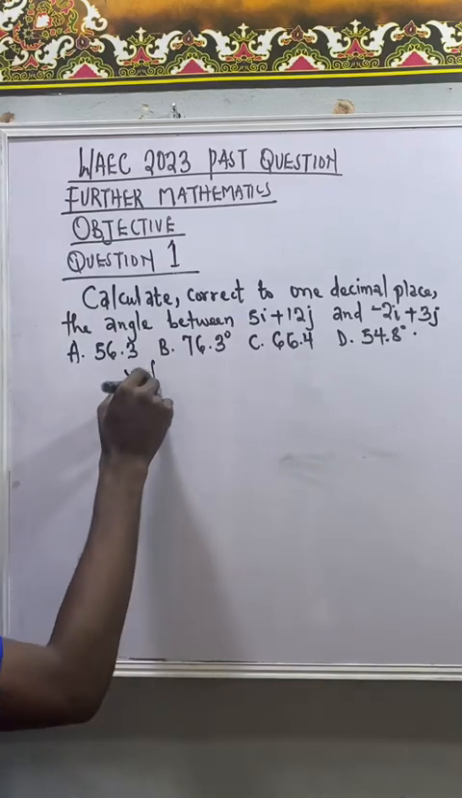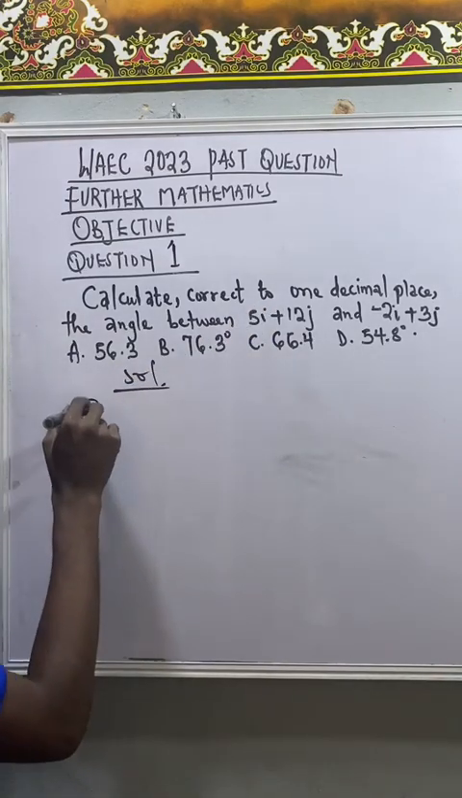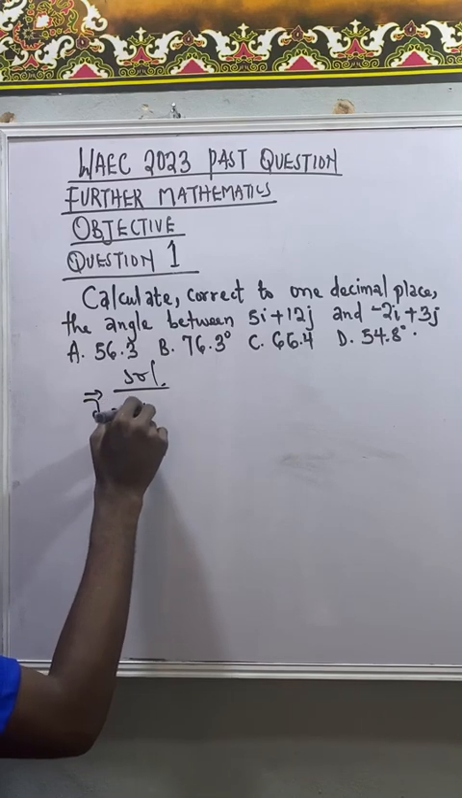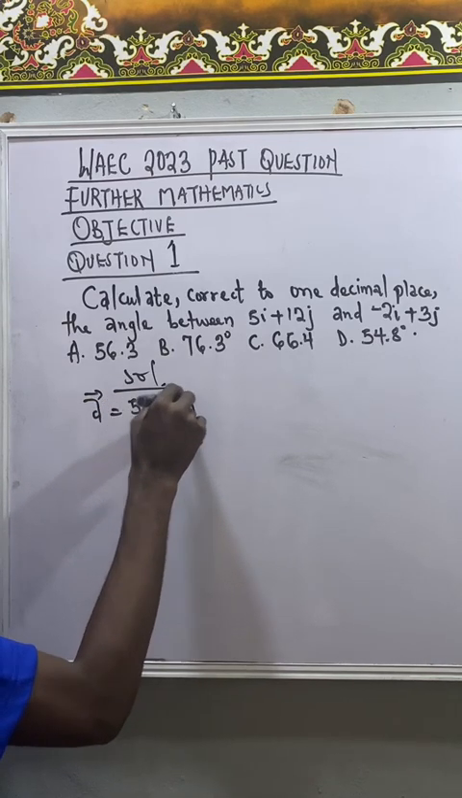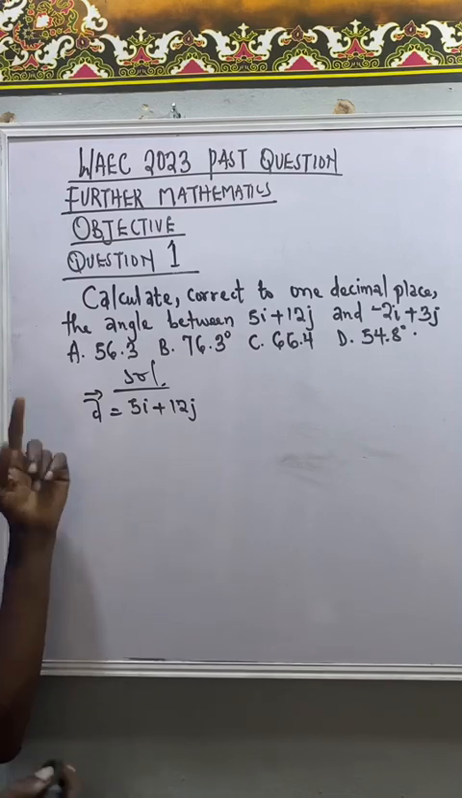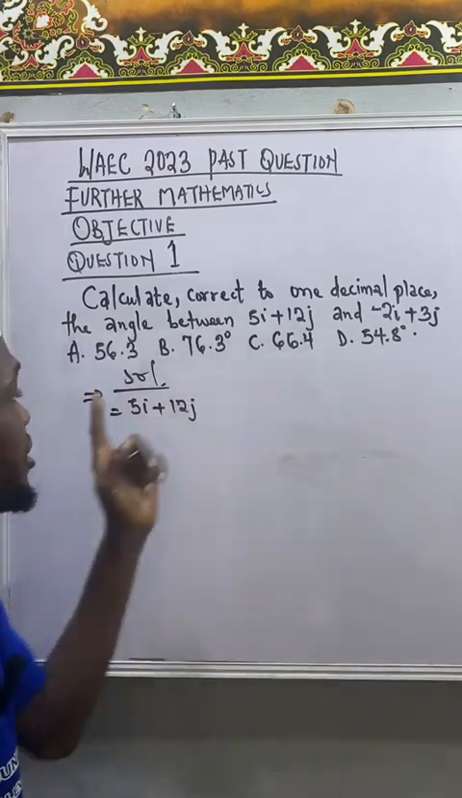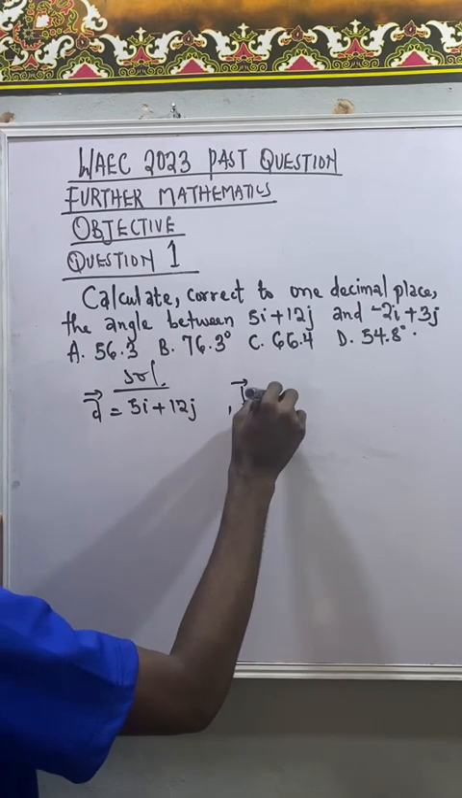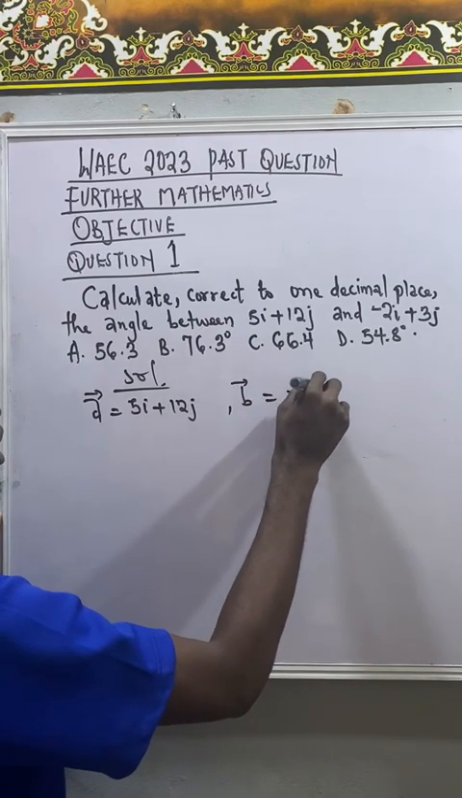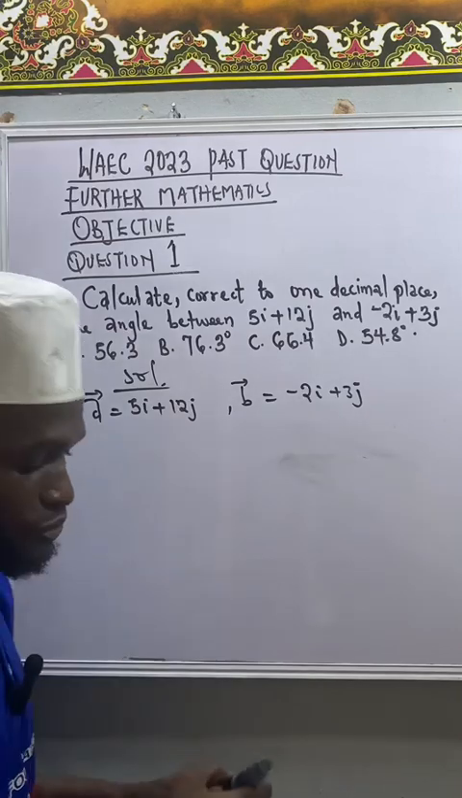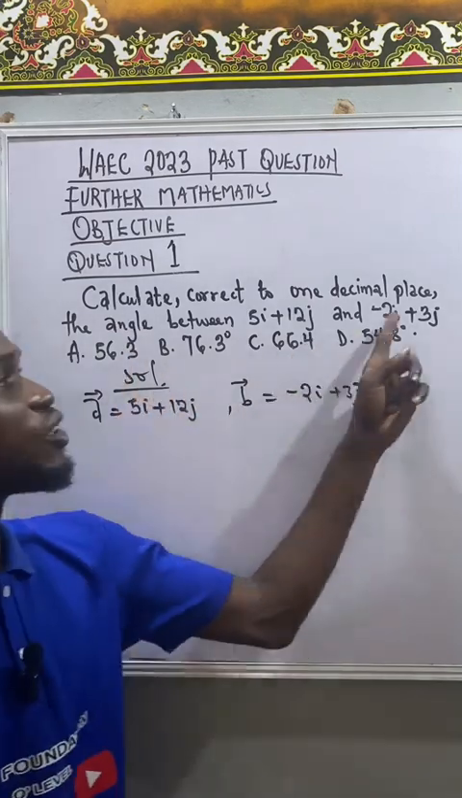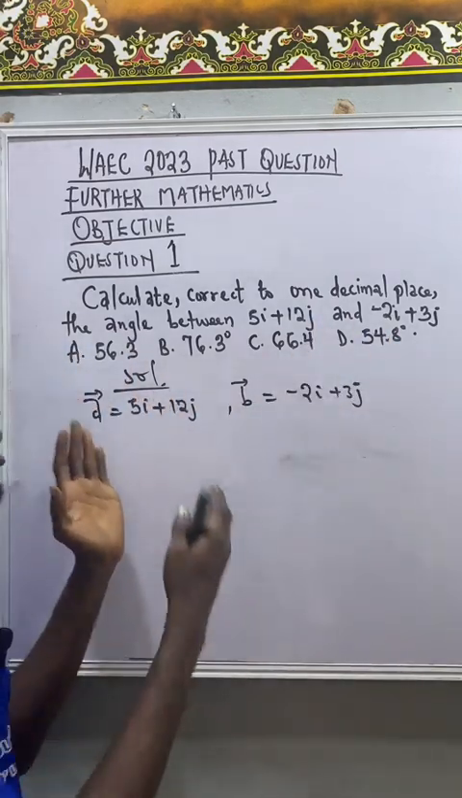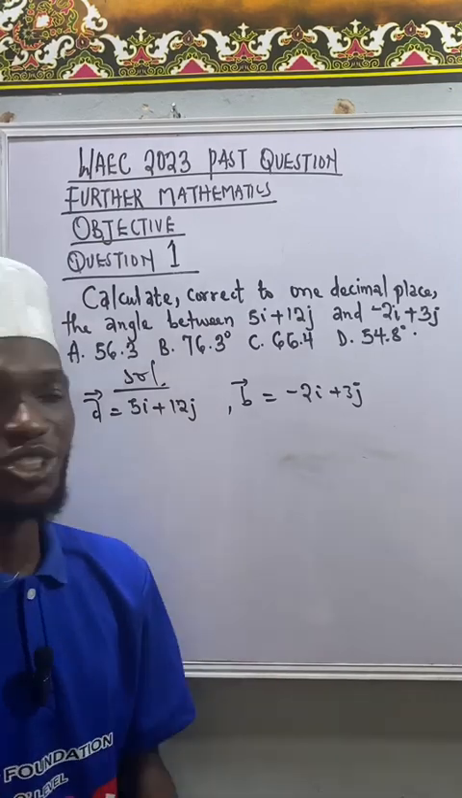Let me represent the first one as vector A, given as 5i plus 12j. The arrow that I put on top indicates that this A represents a vector. Let's represent vector B by minus 2i plus 3j. Good. In order to find the angle between these two vectors, we can use the dot product.